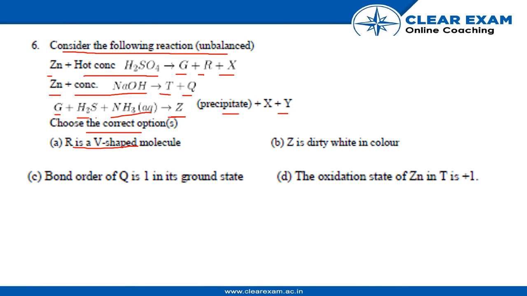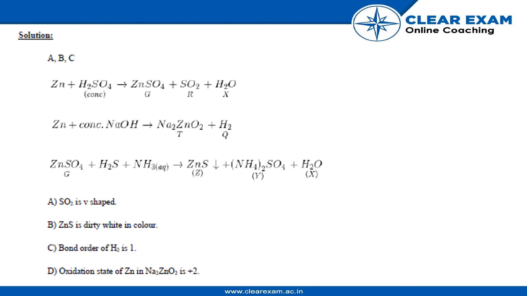R is a V-shaped molecule. Z is dirty white in color. Bond order of Q is 1 in its ground state. The oxidation state of Zn in T is +1. So answer is A, B and C.